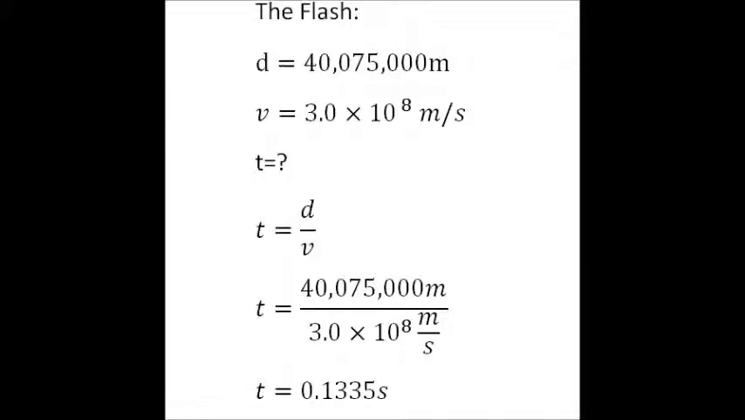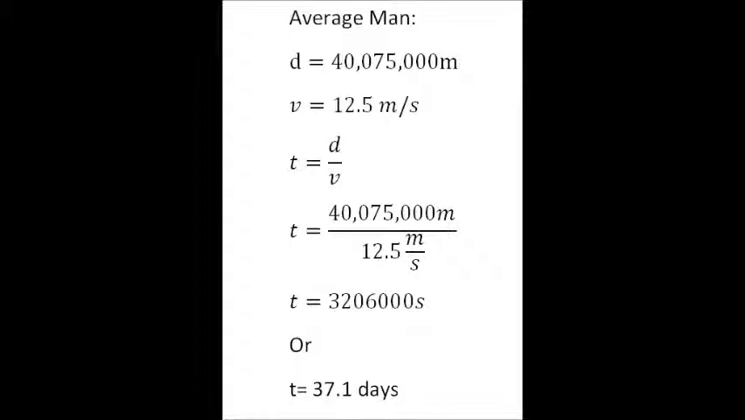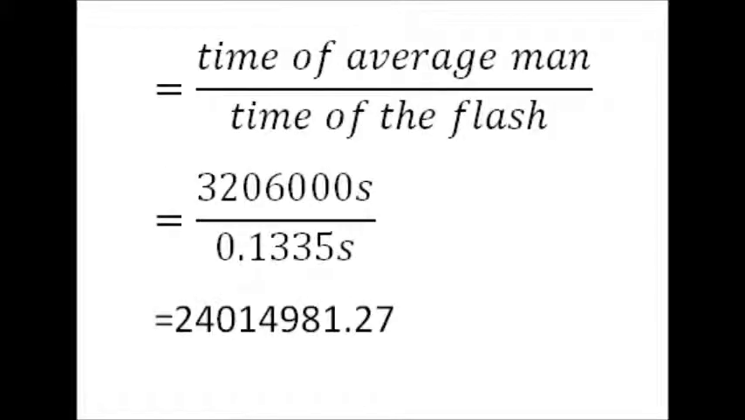Let's find the time it would take the Flash to run around the Earth at the speed of light compared to an average man running at the speed of 12.5 meters per second. We need to know the radius of the Earth, which is around 40 million meters. To do this, we simply need the equation t equals d over v. For the Flash, this will give him a time of 0.1335 seconds, but for the average man, this will give him around 37.1 days. This is a difference of over 24 million.